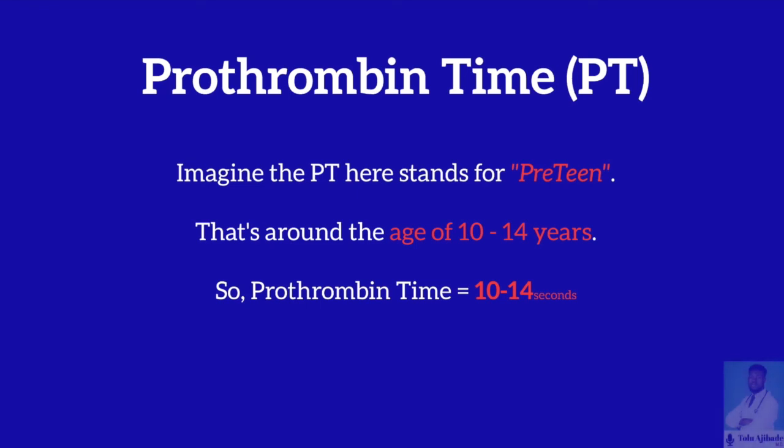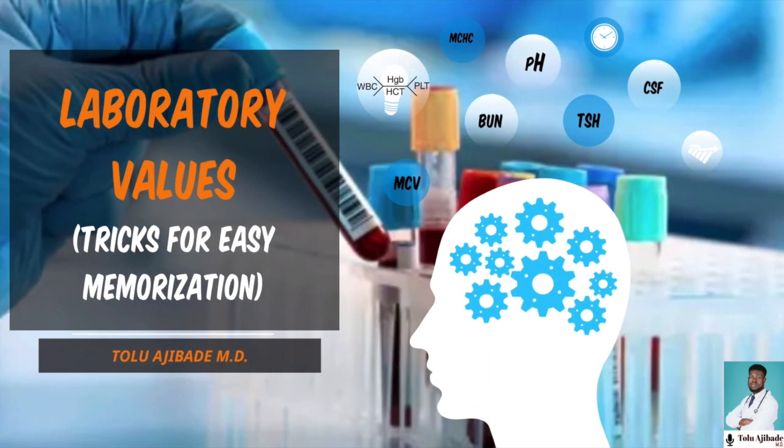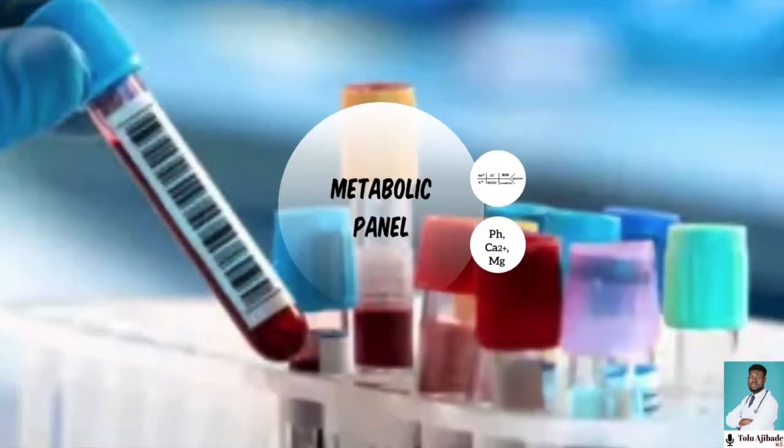But, you know, teenagers have a very funny behavior of feeling that a 13-year-old isn't really a teenager. Look, I'm 18, you're just 13, you're just 14. You're not acceptable as a teenager. Maybe when you get to 15, then we can call you a teenager. But between 10 and 14, you are pre-teen. So prothrombin time, pre-teen, 10 to 14 years, 10 to 14 seconds. Seconds, not years, please. Okay. Moving on. Let's move to something else, which is metabolic panel.